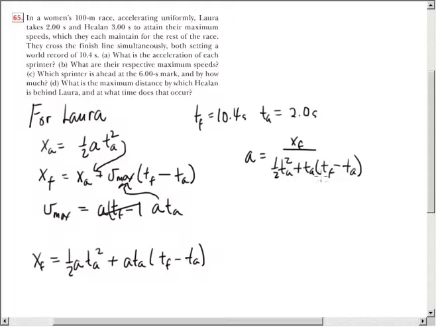Pause the video and write down your answer. The answer to that is yes. All we have to do is substitute the appropriate times.